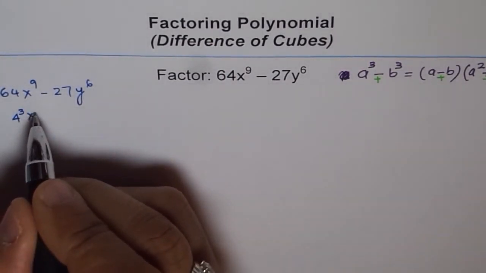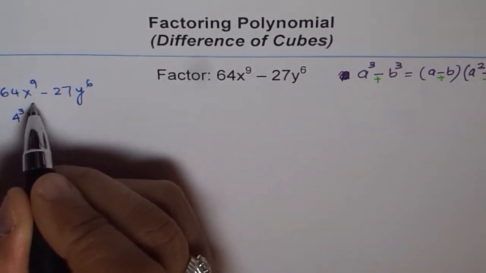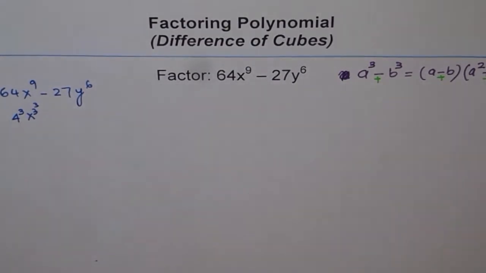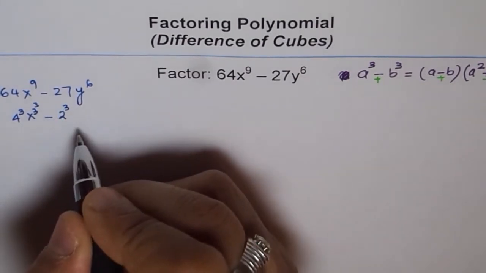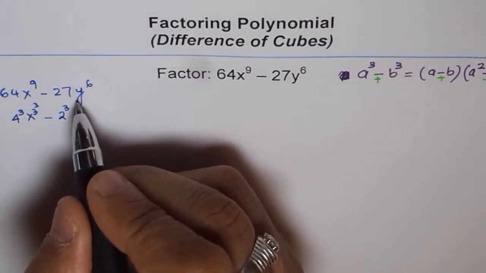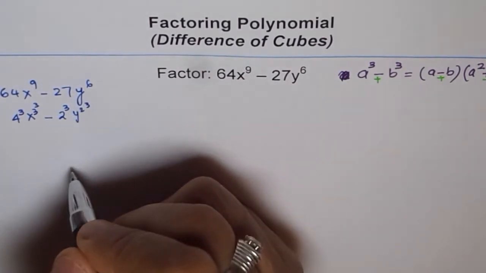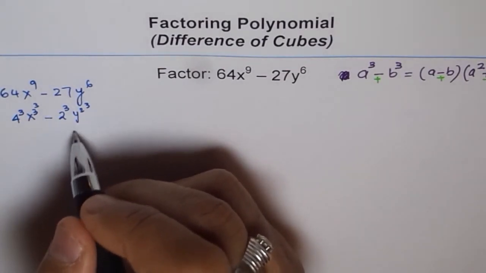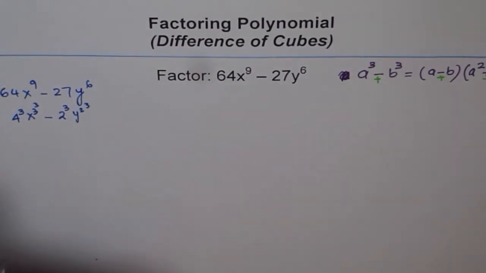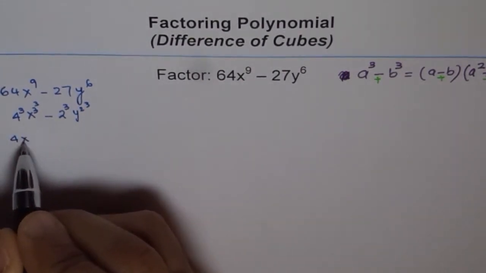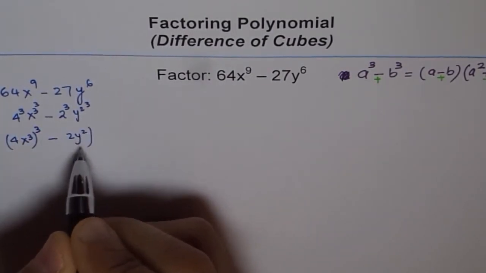Do you see that? So x to the power of 9 is x cube, cubed. Similarly, 27 can be written as 3 cube, and y squared cubed will give me y to the power of 6. So basically what I'm trying to show you here is how to write your equation in terms of difference of cubes. So it becomes 4x cube, whole cube, minus 3y square, whole cube.